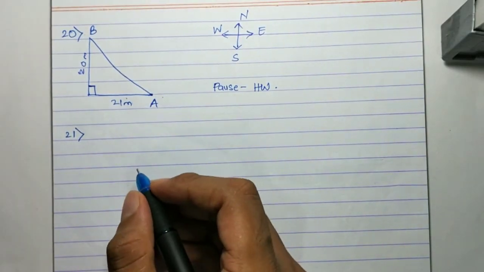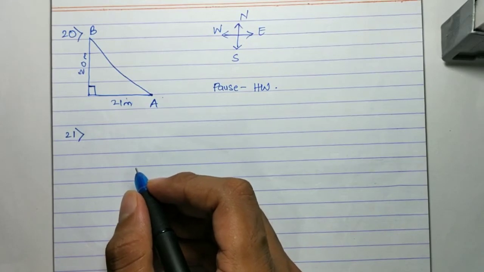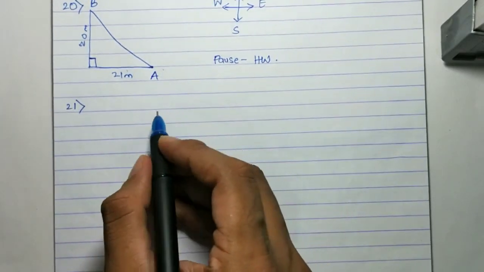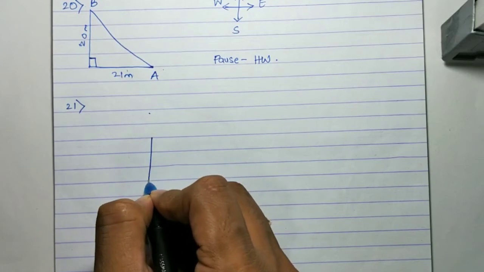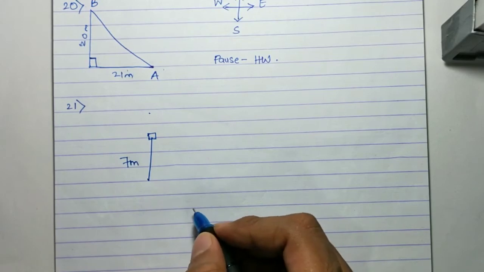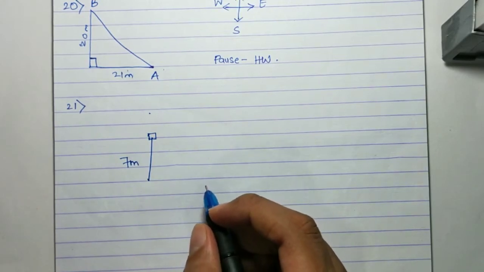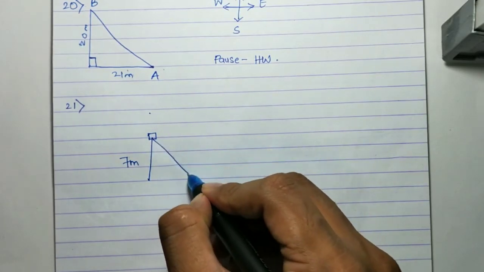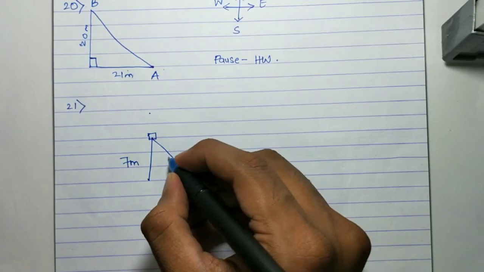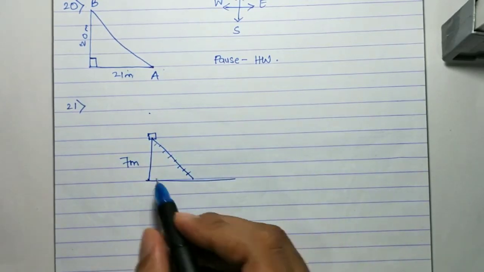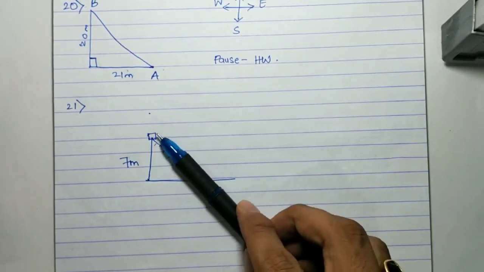Question number 21. A ladder 25 meters long reaches a window at a height of 7 meters above the ground. So they are saying that there is a window 7 meters above the ground. So there is a ladder. This is a ladder, and this is the ground here. From this ground I have kept this ladder like this.